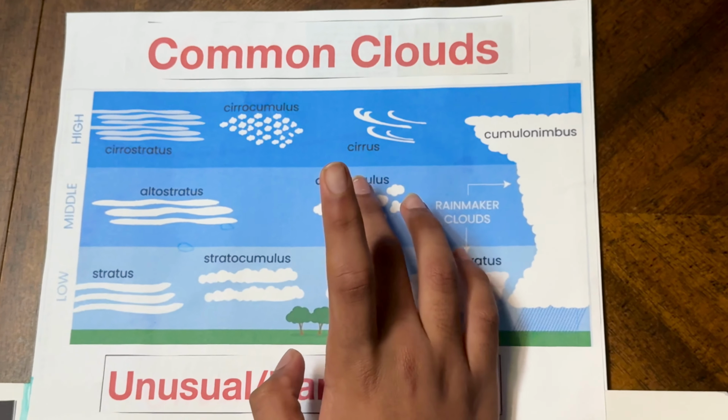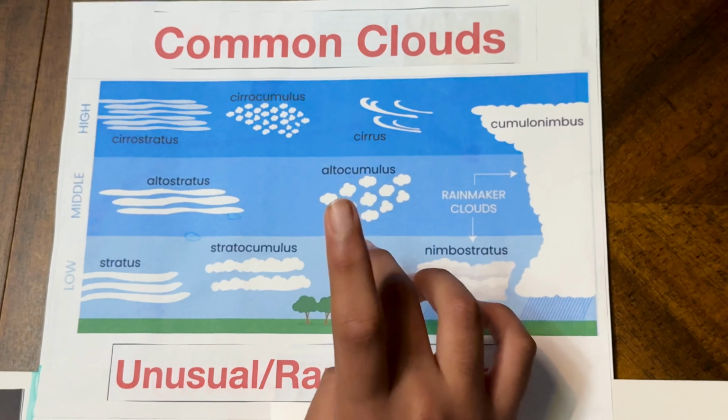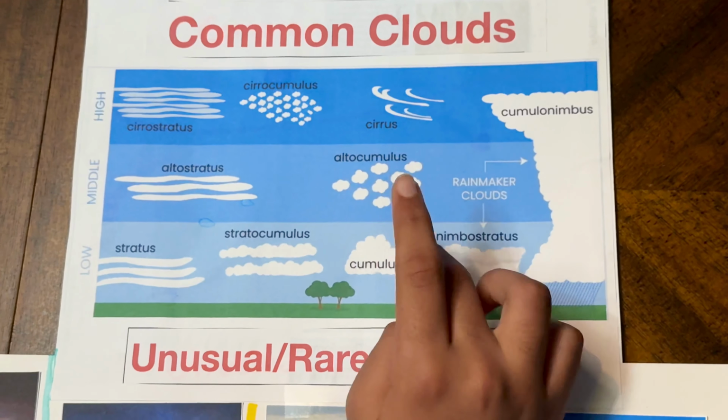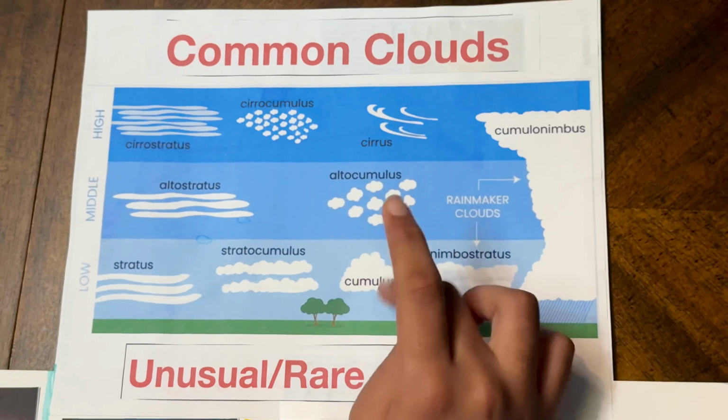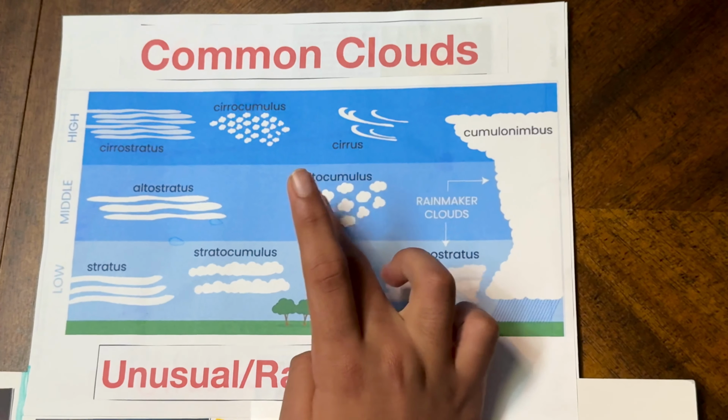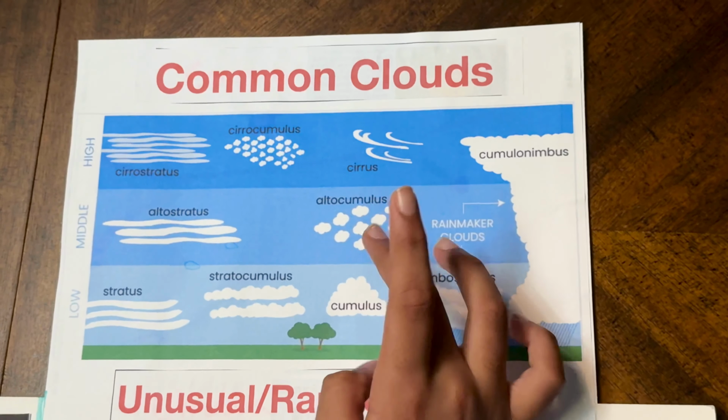So another one is altocumulus. Alto means middle, and it also has features of cumulus clouds. However, instead of being puffed up into one big cloud, it's just a bunch of smaller puffy clouds that are near each other.